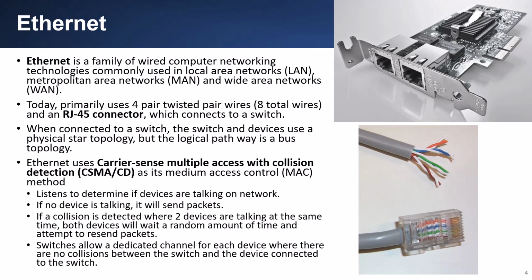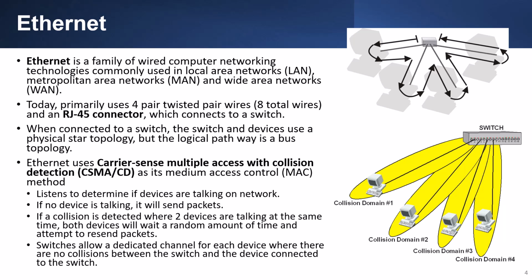Ethernet is a family of wired computer networking technologies commonly used in local area networks, metropolitan area networks, and wide area networks. Today, it primarily uses 4-pair twisted pair cables, 8 total wires, and an RJ45 connector which connects to a switch. When connected to a switch, the switch and devices use a physical star topology, but the logical pathway is a bus topology. Ethernet uses carrier-sense multiple access with collision detection as its medium access control, or MAC, method.